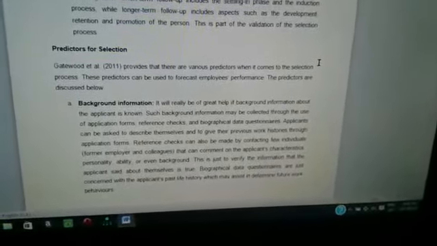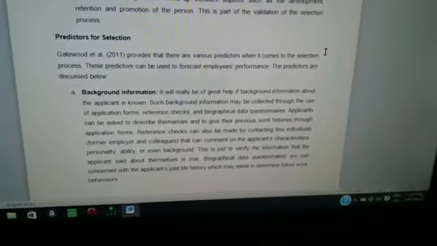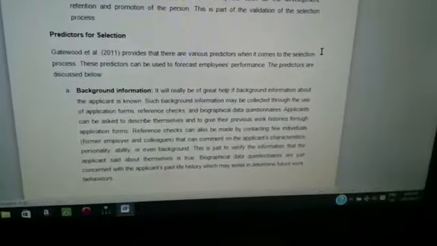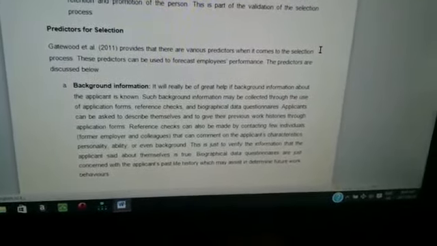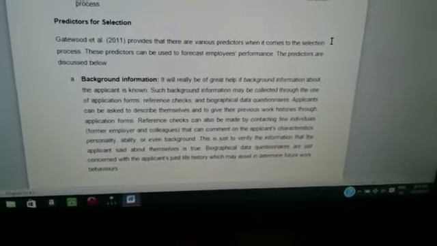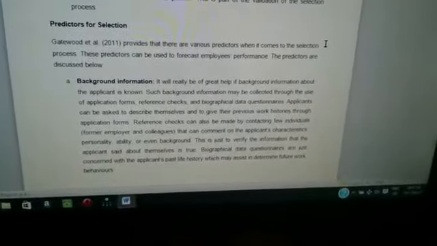Now we move over to the predictors for selection. Gatewood et al. provide that there are various predictors when it comes to the selection process. These predictors can be used to forecast employees' performance. The predictors are discussed below.